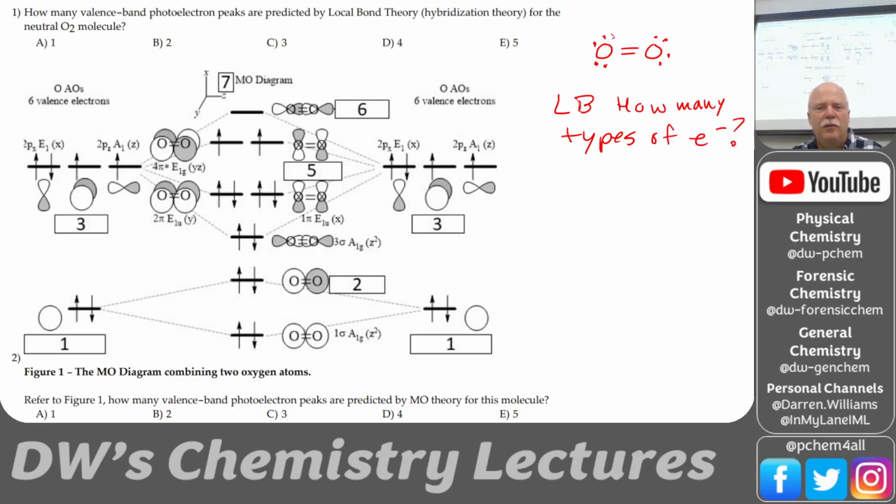Okay, so we have the non-bonded pairs. Those would be different than electrons that are, say, in a sigma or a pi bond. And so that would be 1. And then we have the sigma bond, which would be a second type of electron. And then we have the pi bond, which would be a third type of electron. So 3. What does this say? Photoelectron peaks.